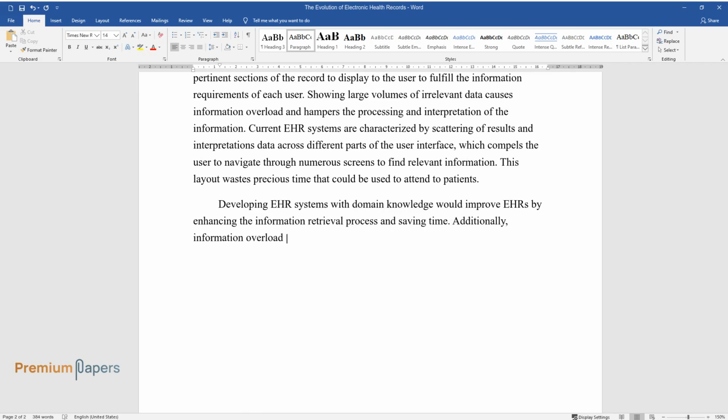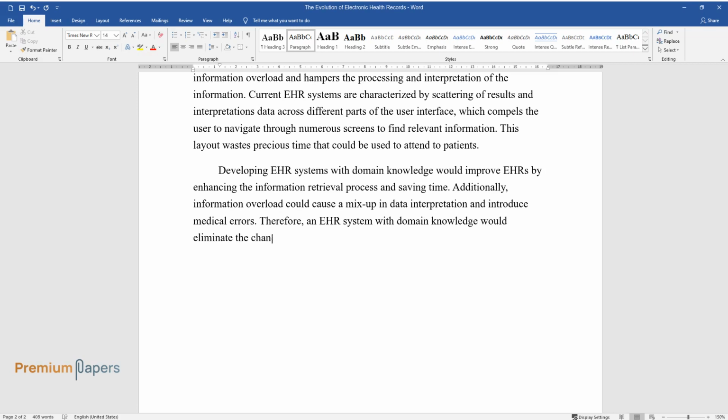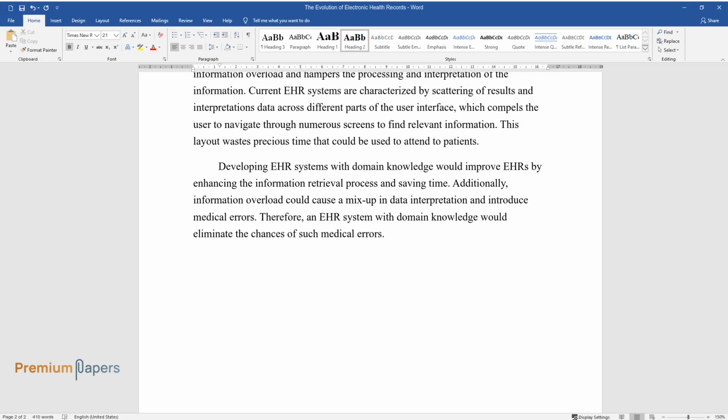Additionally, information overload could cause a mix-up in data interpretation and introduce medical errors. Therefore, an EHR system with domain knowledge would eliminate the chances of such medical errors.